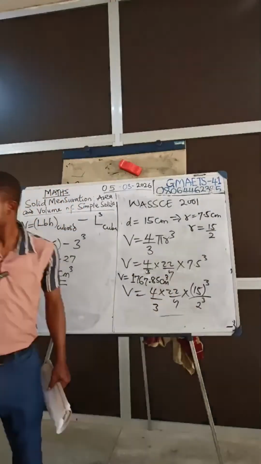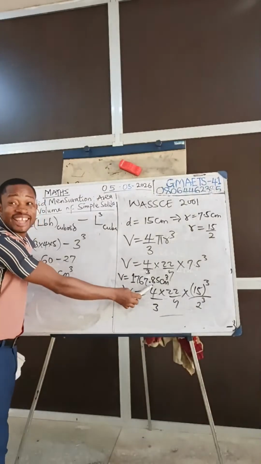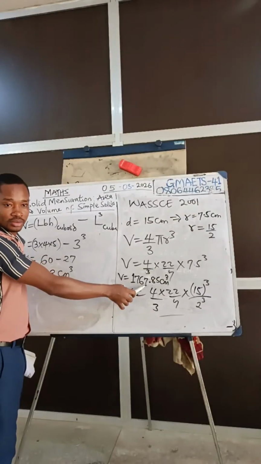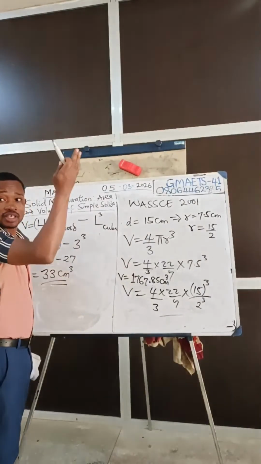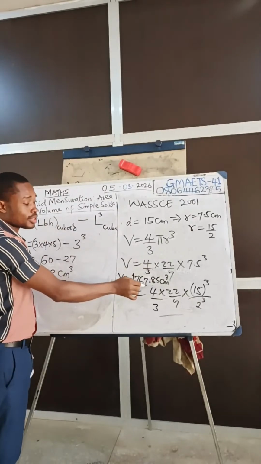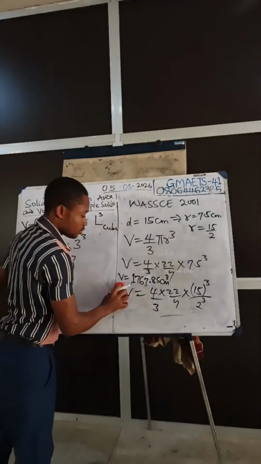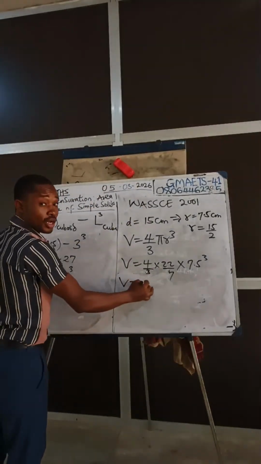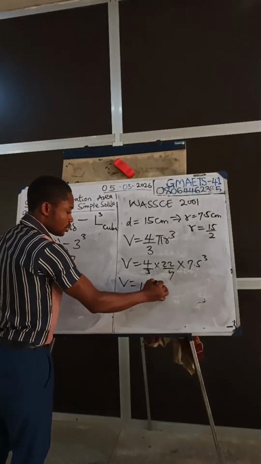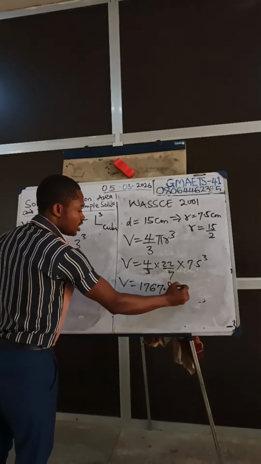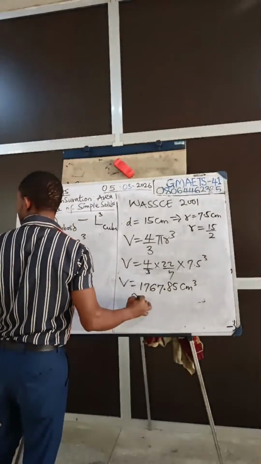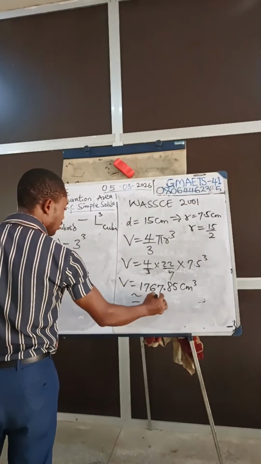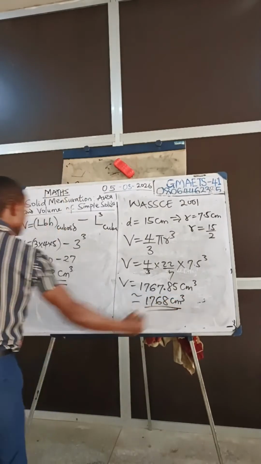Whole number. So you are meant to round off from the tenth place value to the unit place value. 8 is up, so round up. Add 1 to this. It therefore means that our answer, the volume, equals 1,767.8. To the nearest whole number it is going to be approximately 1,768 cm cubed.